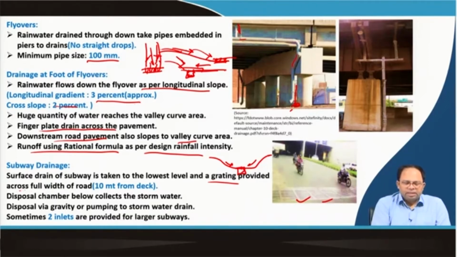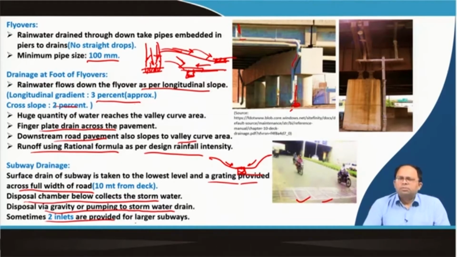This grating is provided across the full width of the road, and this disposal chamber below collects the storm water and disposes it via gravity or pumping to a stormwater drain. Because it is at a low level, it may have to be pumped to a stormwater drain, but if the stormwater drain has a lower level, then it can connect directly. And sometimes 2 inlets are provided for larger subways. So, as per requirement, we will provide the number of inlets.